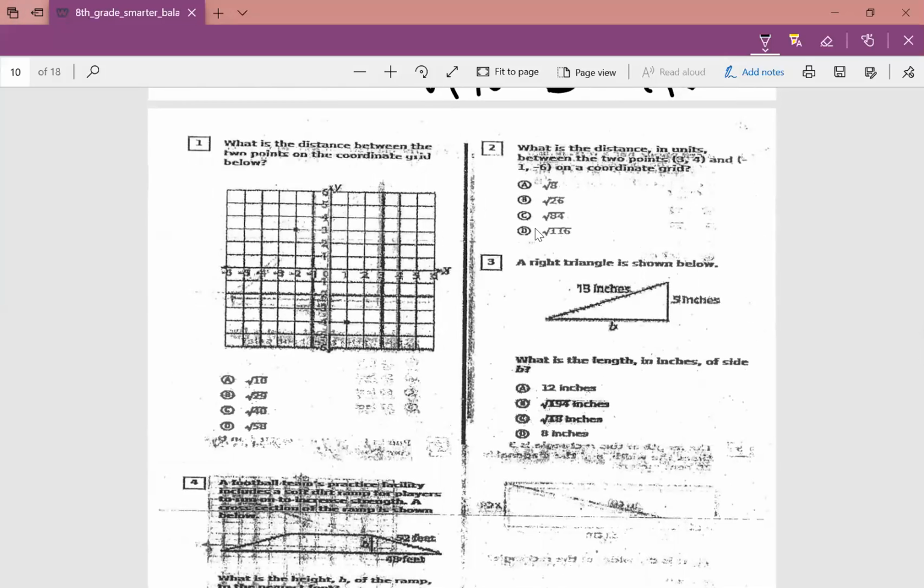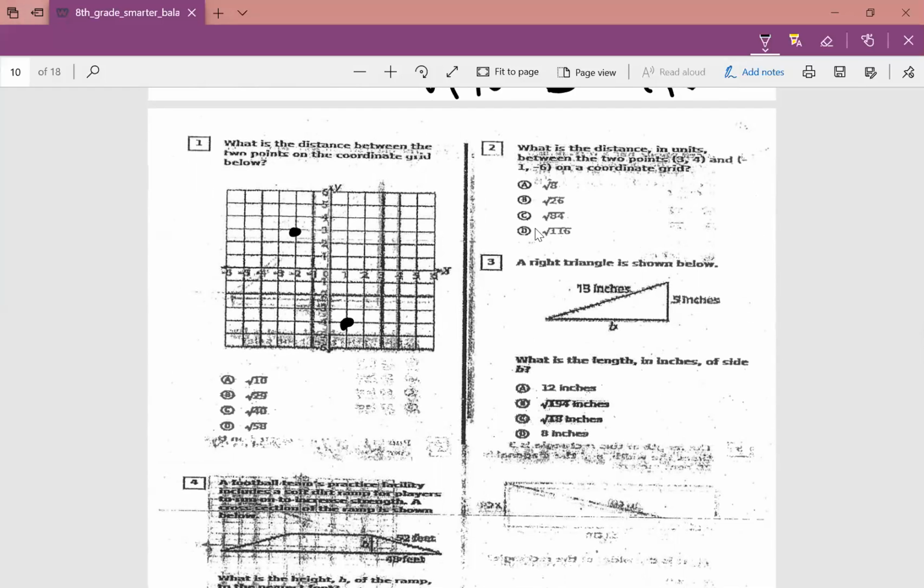Now I think we're on page 10. Let me just go down. Number 1 on page 10. What is the distance between the 2 points on the coordinate grid below? I don't know if you can see both points. There's one right there, and then there's one down there.